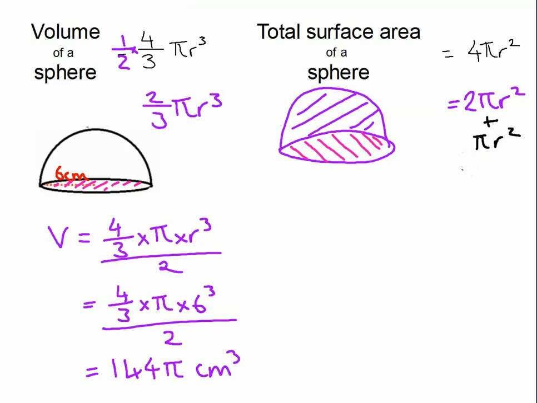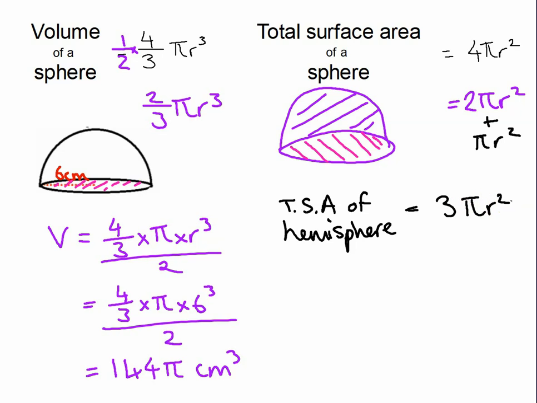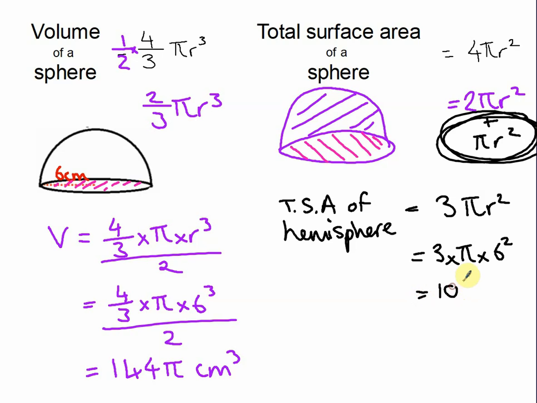So a total surface area of a hemisphere is equal to 3 pi r squared. So you could have just halved it, but remember, this is the bit that people always forget to add on, that circle that's appearing. Okay, because total surface area is the area of every surface. If a new one appears, you've got to find it. So that's going to be 3 times pi times 6 squared. 3 times pi times 36 is what I'm going to type in. And that gives me 108 pi centimeter squared.